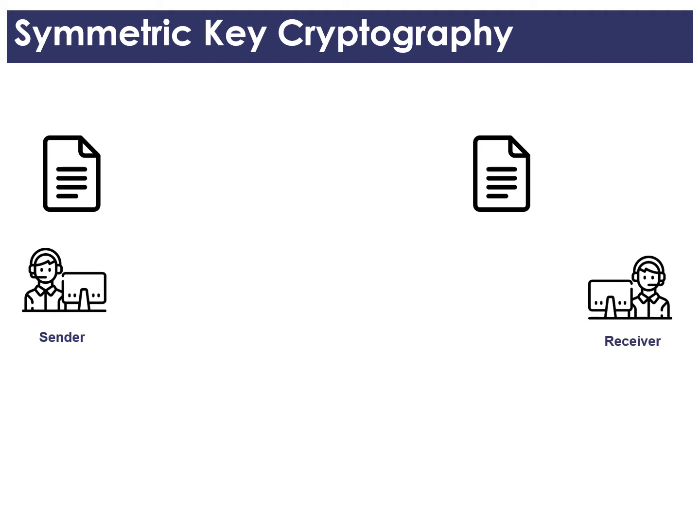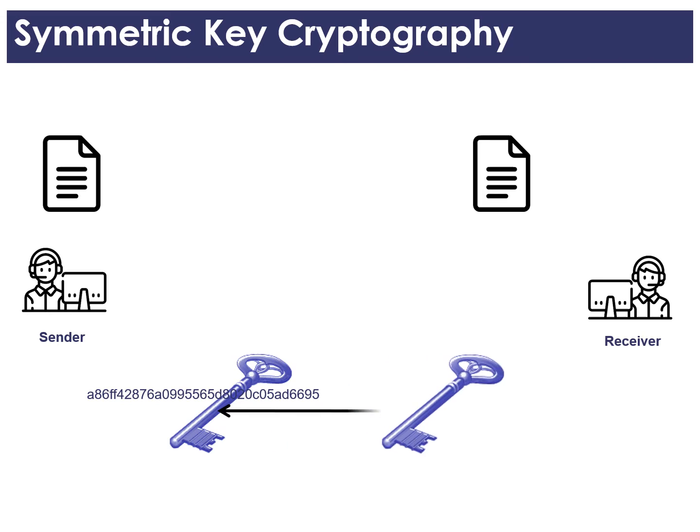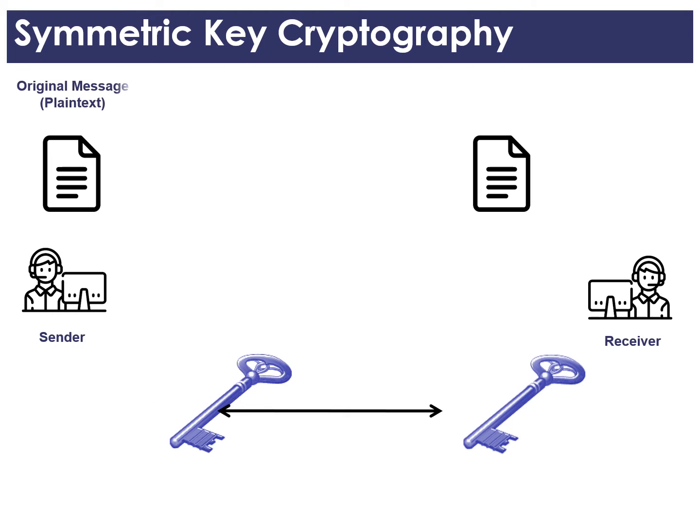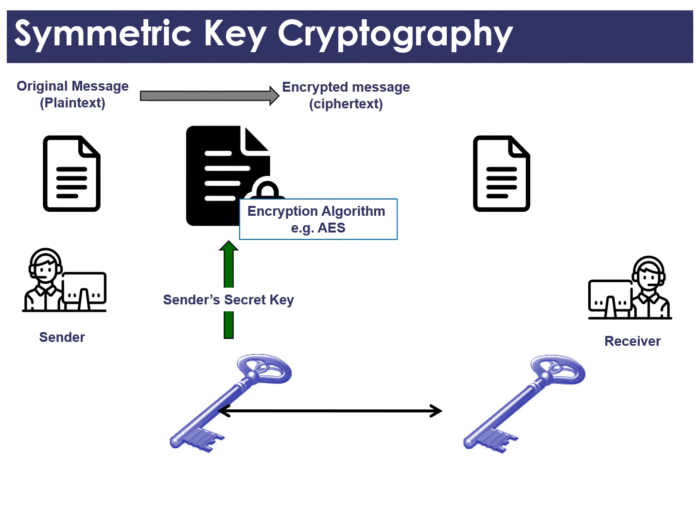Now let's understand how symmetric key cryptography works. Take an example: a sender wants to send some information to a receiver in a secure manner. He decided to use encryption. The first thing he will do is encrypt the information using a symmetric key. Take the example of the AES algorithm, which he used to encrypt the information. Now the sender will encrypt that message and share it with the receiver.